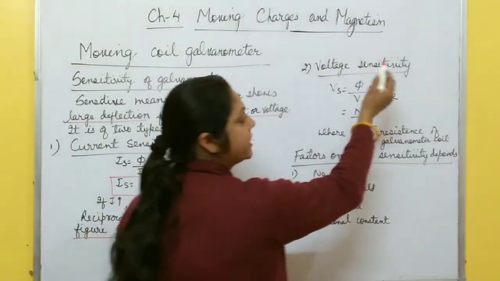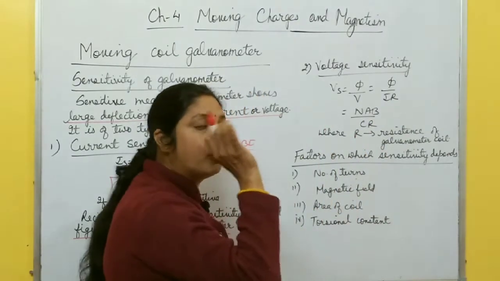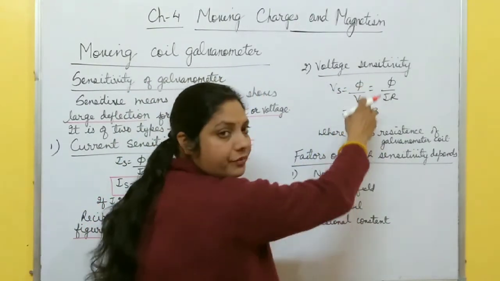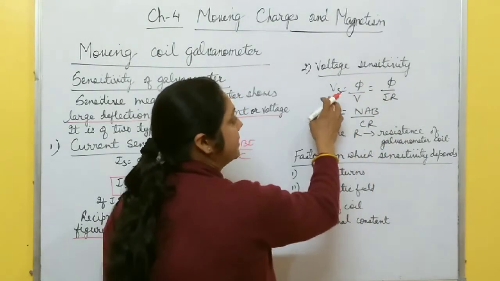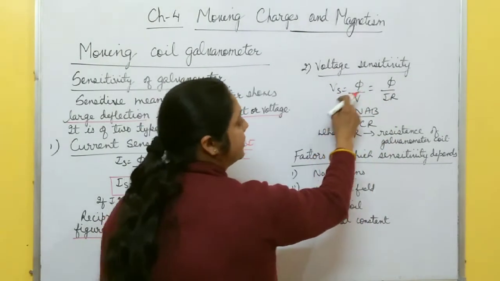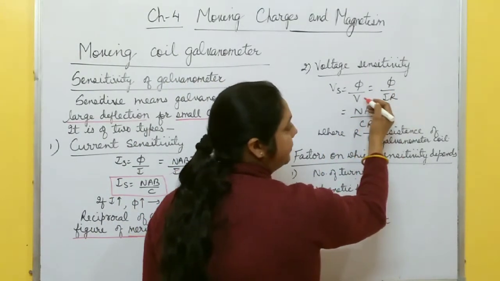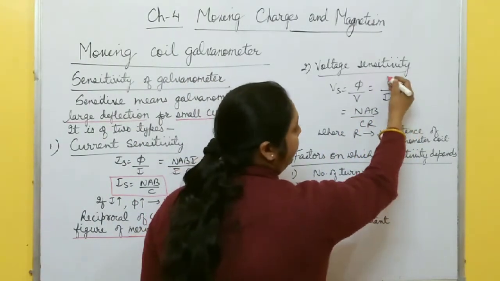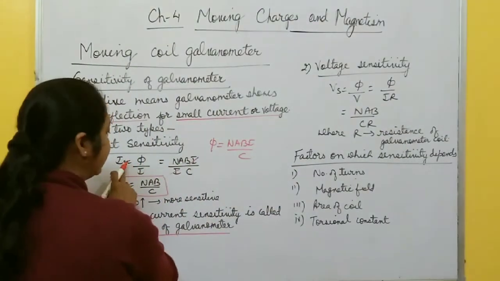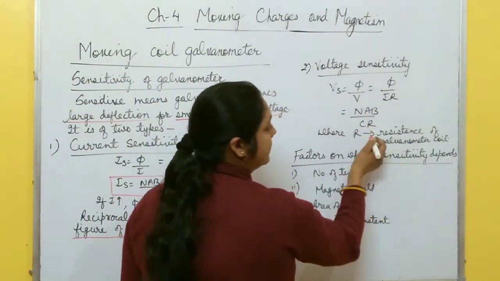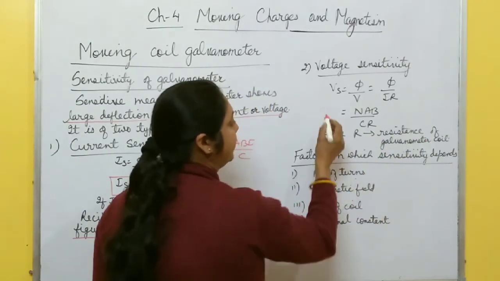Second is voltage sensitivity. When a small unit potential difference is applied, it shows a large deflection in the galvanometer. This is voltage sensitivity. It is equal to phi by V. You put the value of V. What is V? V is equal to IR, and phi by I you know, the current sensitivity, NAB by C. You put NAB by C here, and this is R, where R is the resistance of the galvanometer coil.